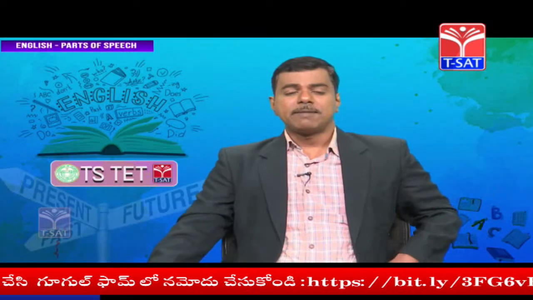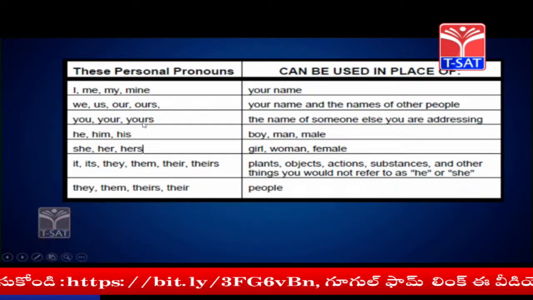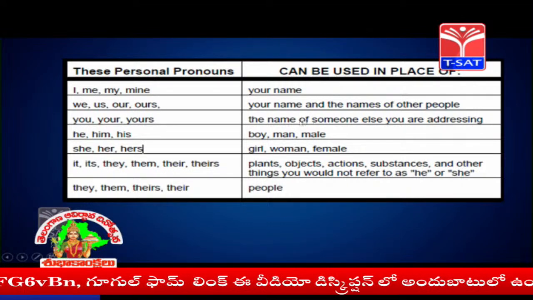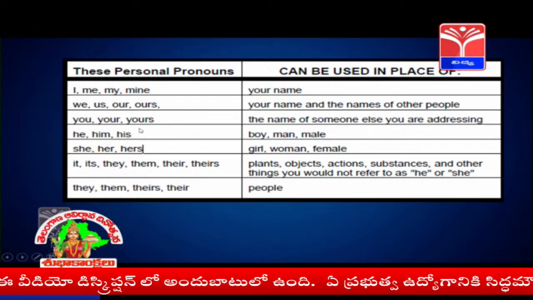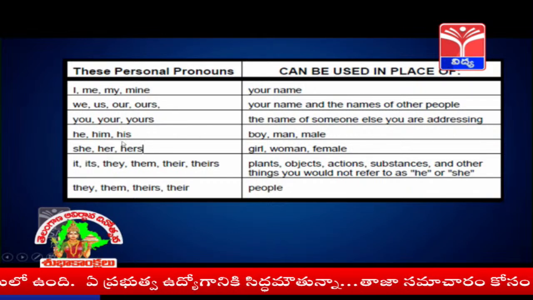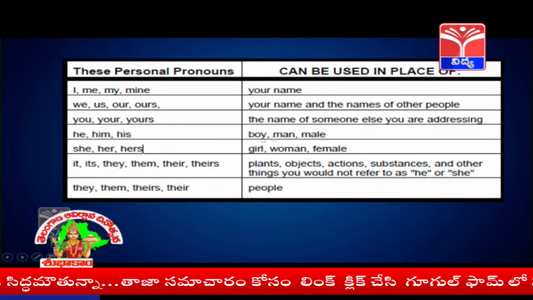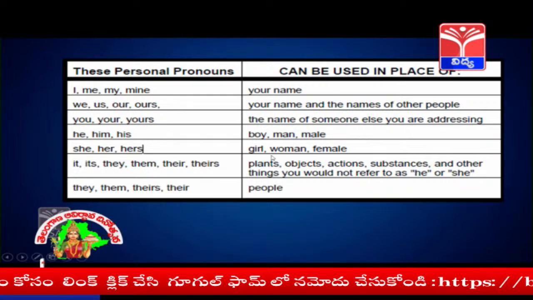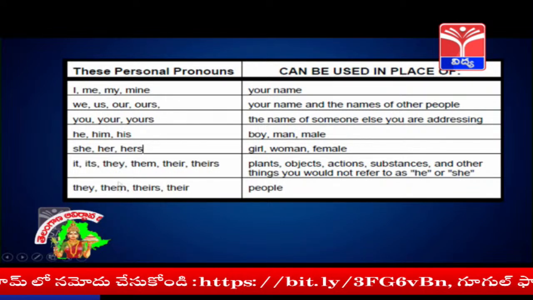Right? See, you can see the table here. Some of the examples which are being given here, these personal pronouns can be used in the place of I, me, my, mine, in place of your name; we, us, our, ours, your name and the names of other people; you, your, yours, the names of someone else you're addressing; he, him, his, for boy, man, male, masculine. When you come across masculine gender, you can make use of these personal pronouns. For feminine gender, girl, woman, female, they can be replaced with these personal pronouns called she, her, hers.